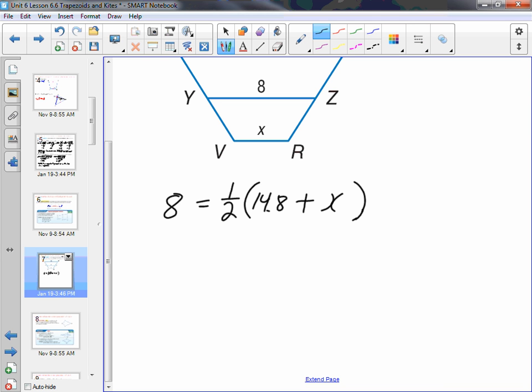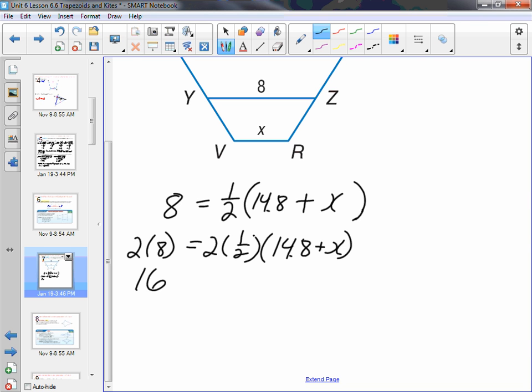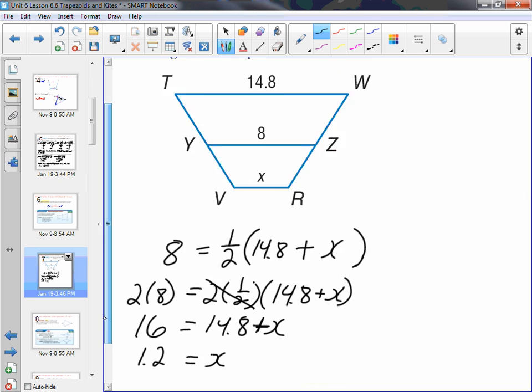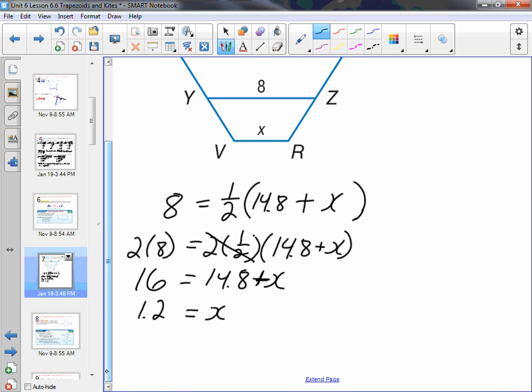See, what I think is easier is multiplying both sides by 2. Because if I multiply both sides by 2, look what happens. I get that. But what's 2 times 1/2? 1. So now I just have that. And I'm in pretty good shape now, aren't I? All right, so what's 16 minus 15.8? And that's X. That's all we had to find? Yep, determine the value of X. We're done.